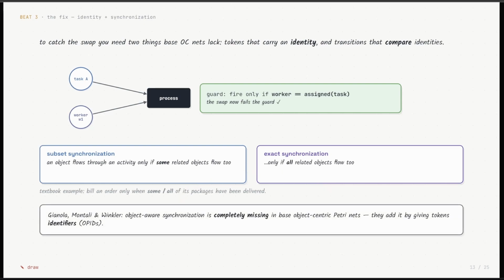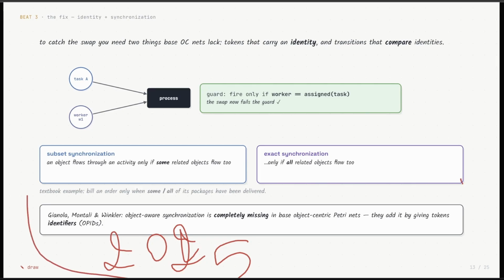This was standardized in a 2025 paper from Gianola, Montaglia, and Winkler. This is an interesting paper, so check it out.